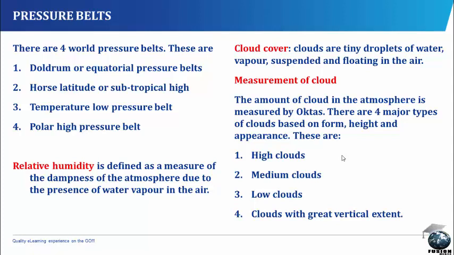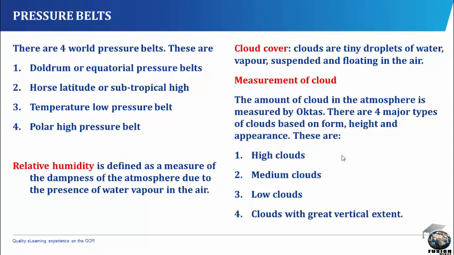Relative humidity. This is defined as a measure of the dampness of the atmosphere due to the presence of water vapor in the air. The actual amount of water vapor present in the air is called absolute humidity. Relative humidity, therefore, is a ratio between the actual amount of water vapor and the total amount the air can hold at a given temperature. It is expressed as a percentage.